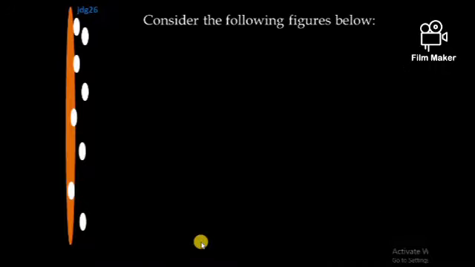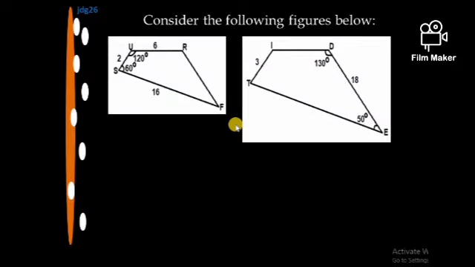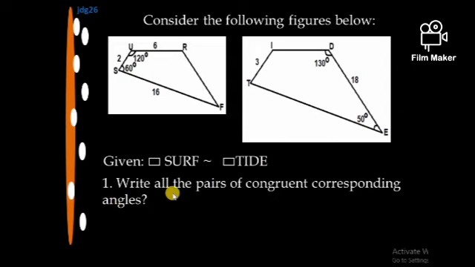Let us consider the following figures below. Given quadrilateral SURF is similar to quadrilateral PIDE. Write all the pairs of congruent corresponding angles. Tingnan natin. Since given na the two quadrilaterals are similar, hanapin na lang natin ang mga corresponding angles niya.